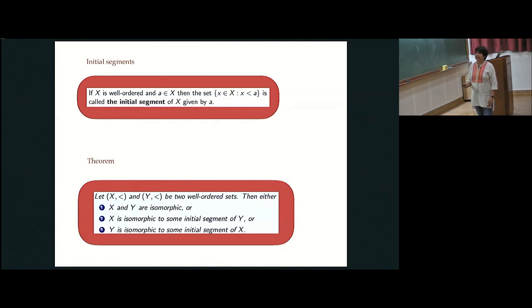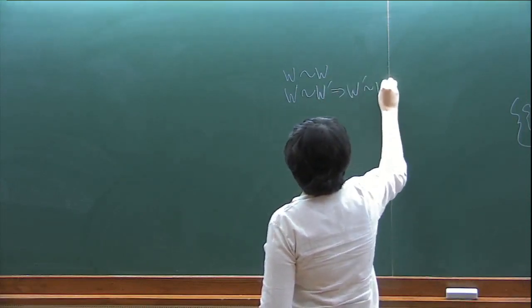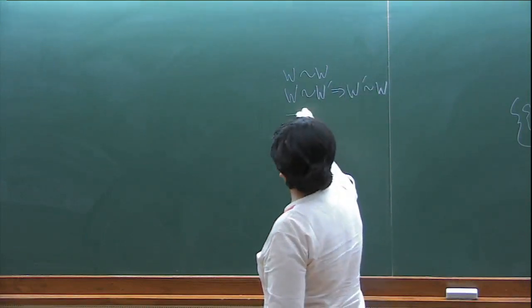Now one can show that if (X, <) and (Y, <) are two well ordered sets, then either they are isomorphic or one is an initial segment of the other. Now think of the isomorphism relation. Take W to be a well ordered set, W is isomorphic to W. W is isomorphic to W prime implies W prime is isomorphic to W, and then the transitivity property also holds.